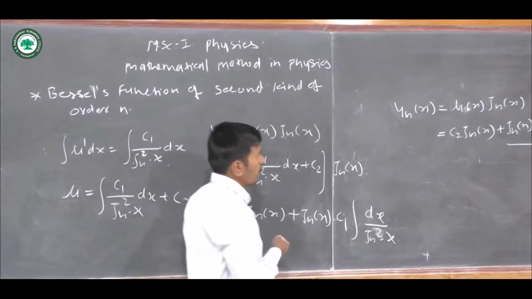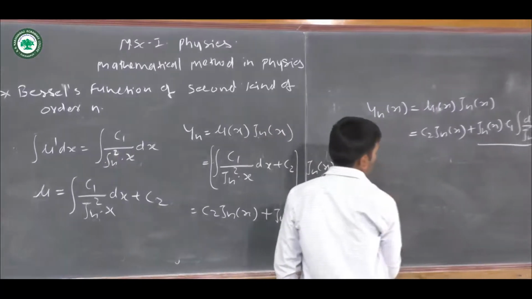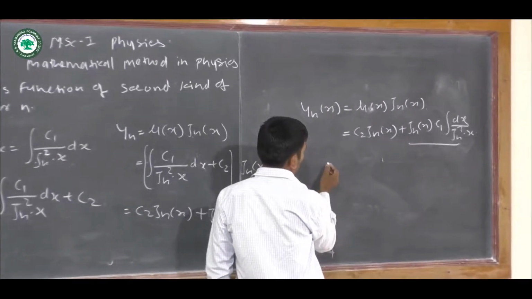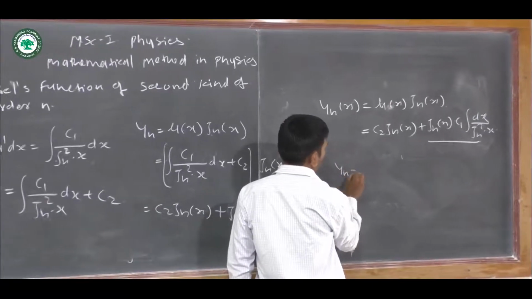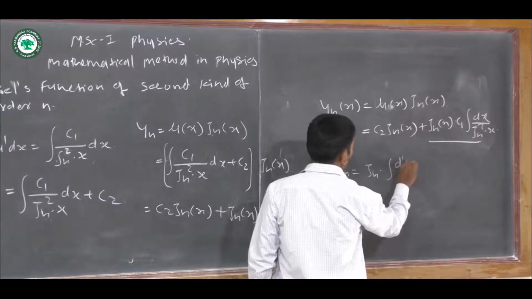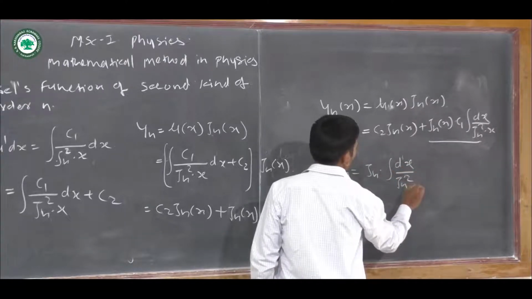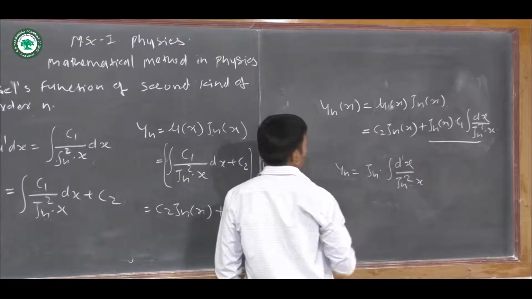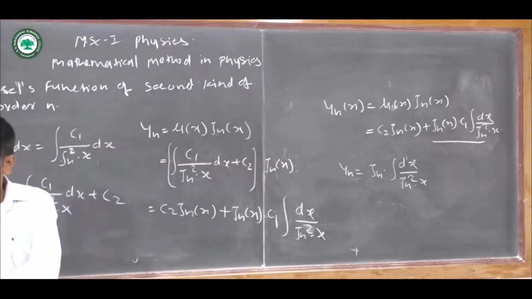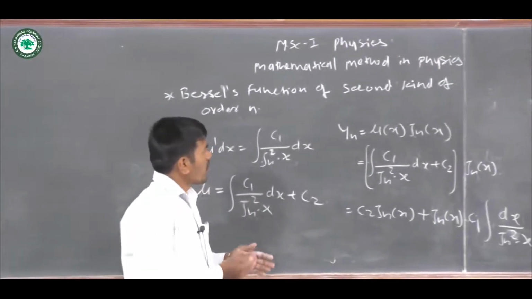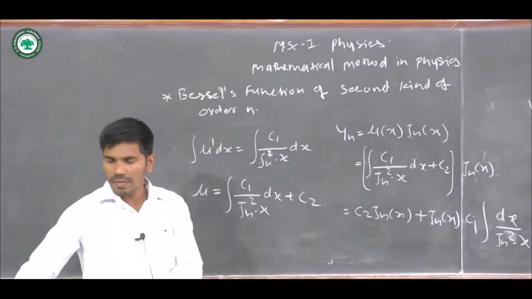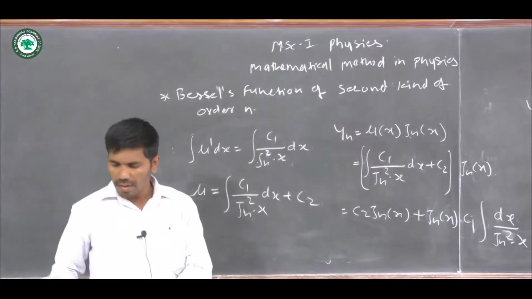Okay, so if we consider this as the solution of the Bessel differential equation, that is y_n is equal to J_n times the integral dx by J_n² x, like this. Okay, so this function is called the Bessel function of the second kind of order n. Now let's discuss one example on this topic.